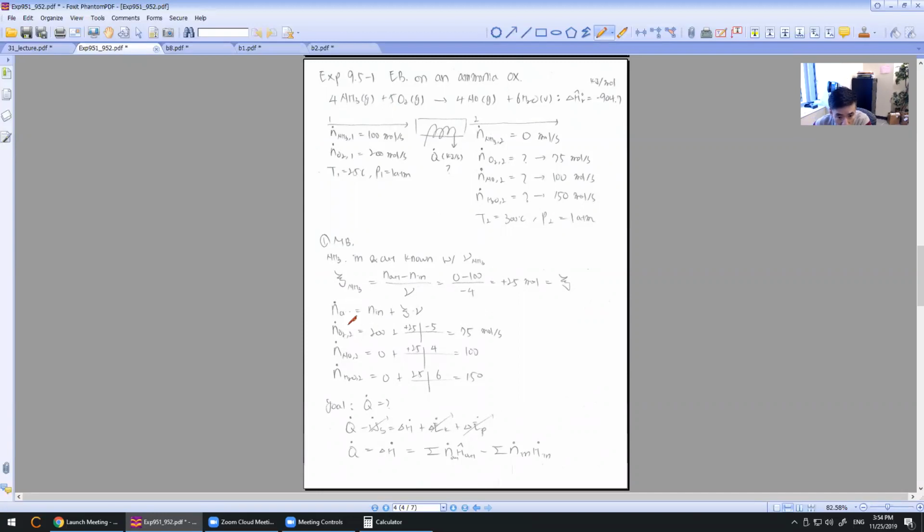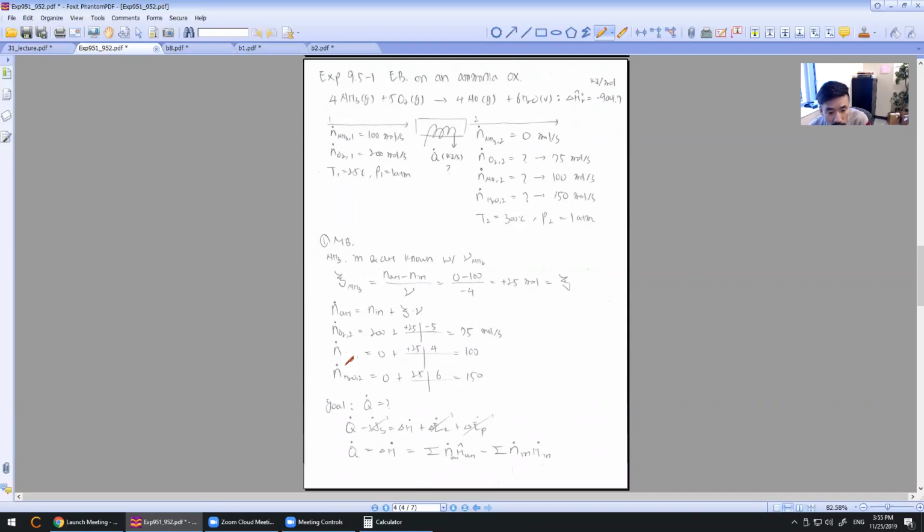So N out is going to be N in plus xi multiplied by nu, right? If you apply this to oxygen, coming in is 200 oxygen, plus the extent of reaction, which is 25, multiplied by the oxygen coefficient, 5. But this is a reactant, so -5. So 200 plus 25 multiplied by -5 is 75 mol/s. So we find this 75 as the N out.